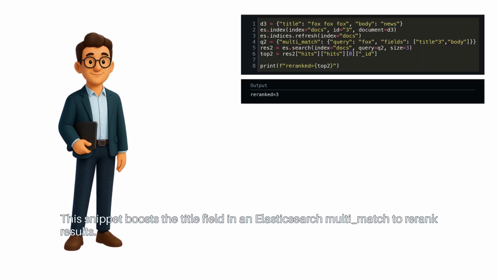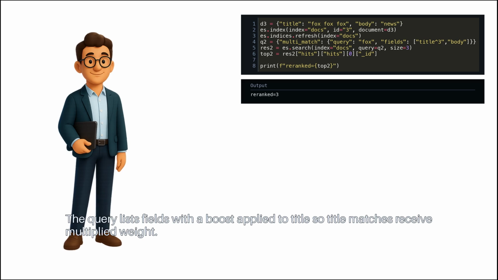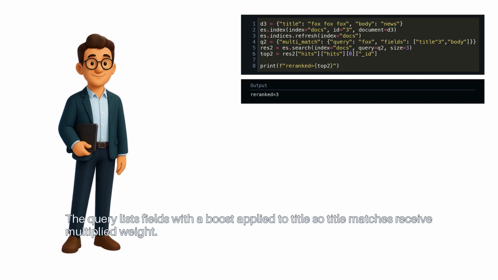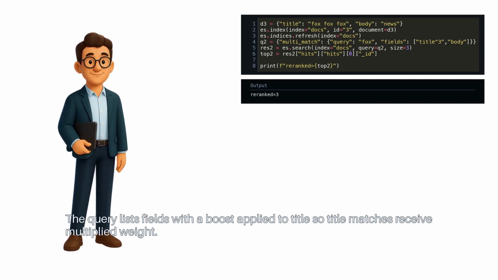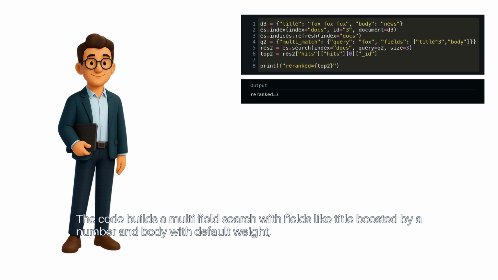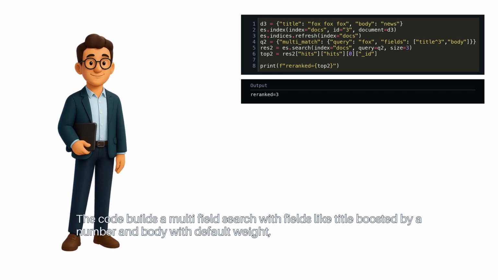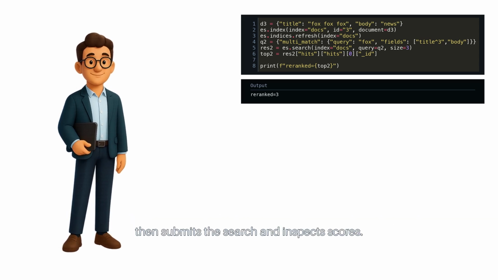This snippet boosts the title field in an Elasticsearch multi-match to re-rank results. The query lists fields with a boost applied to title so title matches receive multiplied weight. The code builds a multi-field search with fields like title boosted by a number and body with default weight. Then submits the search and inspects scores.